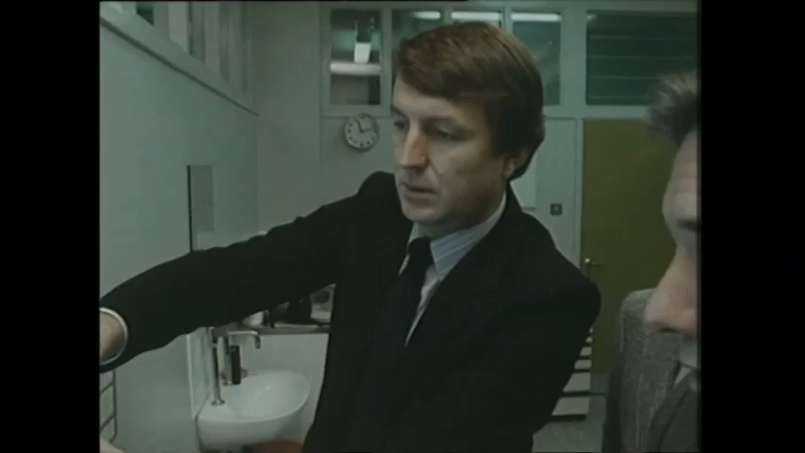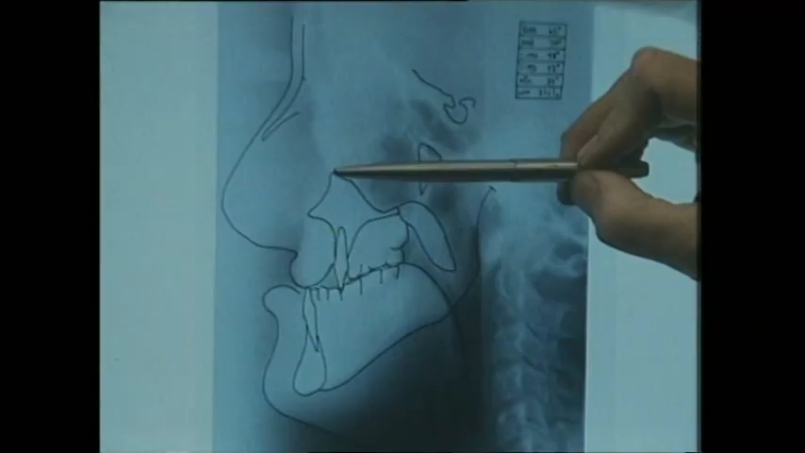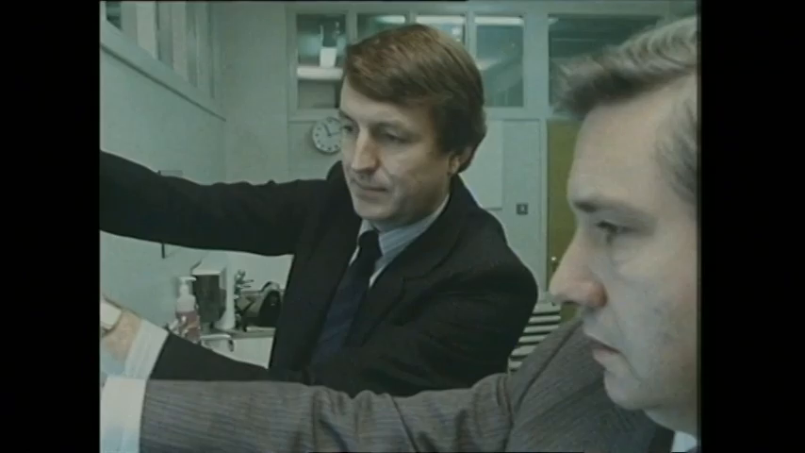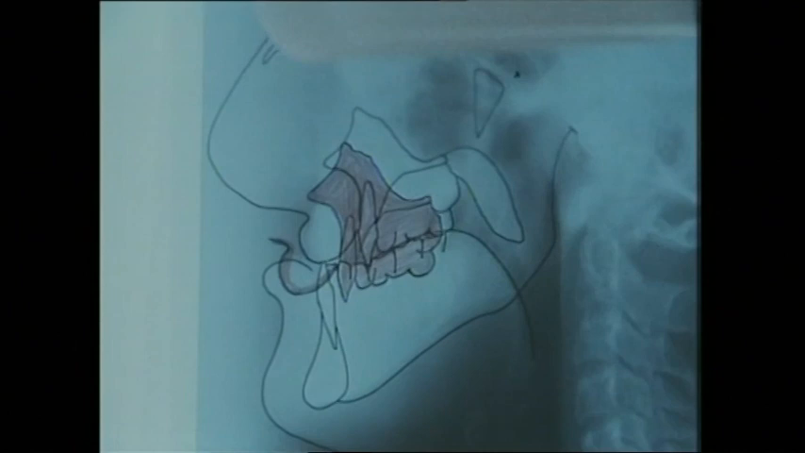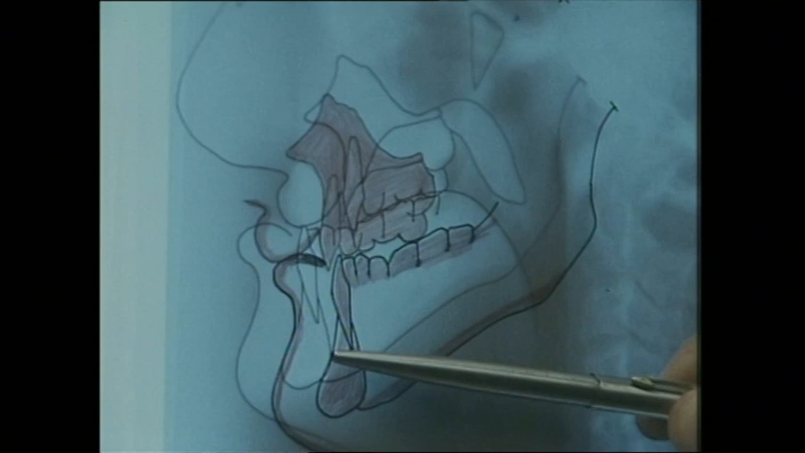This is the original tracing of the X-ray. We can see a small upper jaw, a relatively large lower jaw. The medical team use X-rays to work out how much to move the bones and predict what the patient is going to look like. Downwards and forwards, that lip will unfold, yes, and we'll have quite a nice long lip. This is what's happened. This red outline is where the lower jaw will be in relation to the new position of the upper jaw.